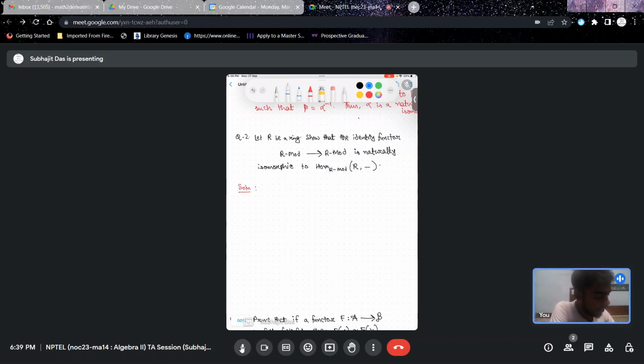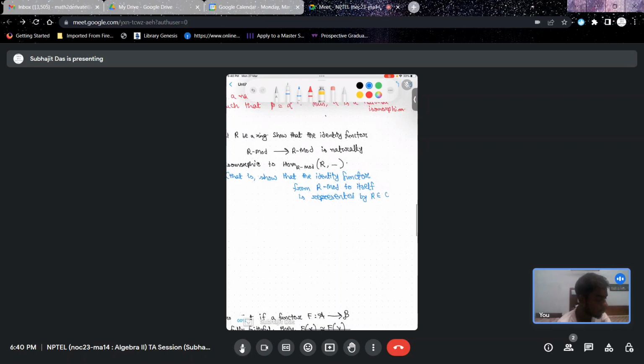So maybe I'll add this remark, that is, show that the identity functor from R mod to itself is a representable functor that is represented by R belonging to Ob R mod.